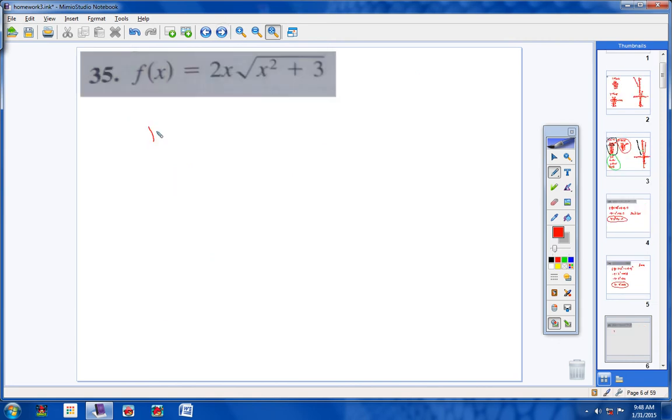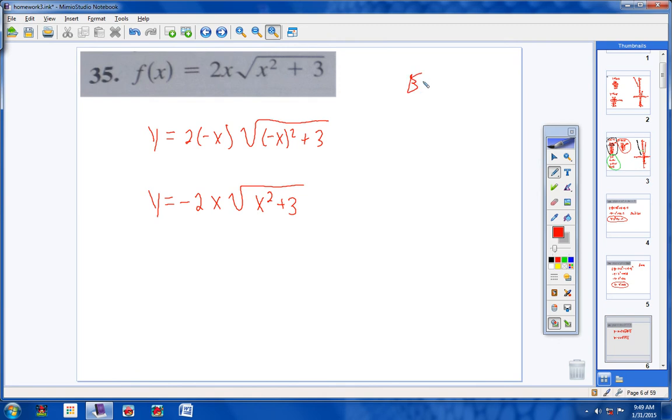Okay, here we go for this one. Everywhere there's an x, we're going to substitute negative x. We're going to check for even function. Okay, let's simplify. Y equals 2 times negative x is negative 2x. Negative x squared would be x squared, plus 3. Next, get y by itself. Well, it is. Does this function here match exactly your original function? No, it does not. So we know that the function is not even.